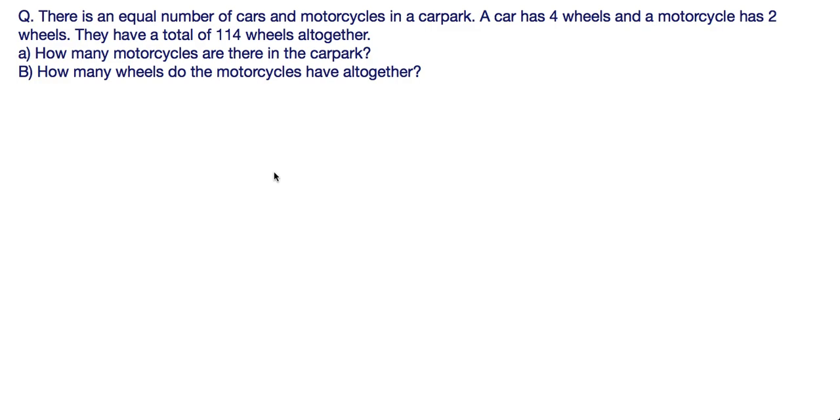So today we'll be solving a very interesting question on whole numbers. Let's start with reading the question first. There is an equal number of cars and motorcycles in a car park. A car has four wheels and a motorcycle has two wheels. They have a total of 114 wheels altogether. Part A is how many motorcycles are there in the car park, and part B is how many wheels do the motorcycles have altogether.